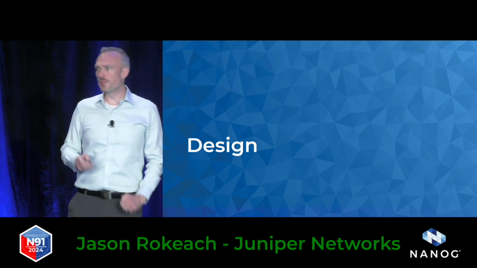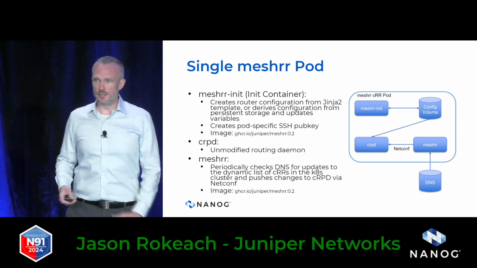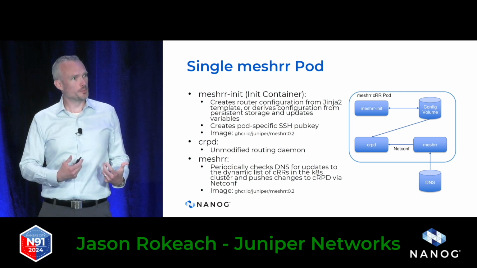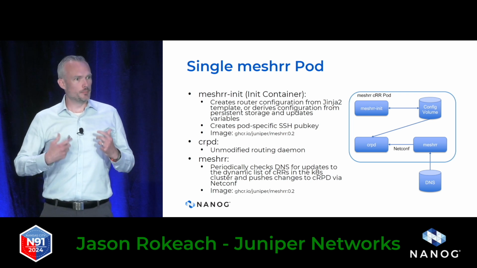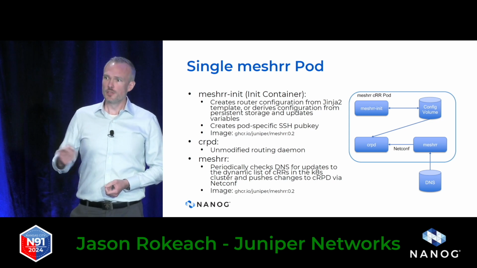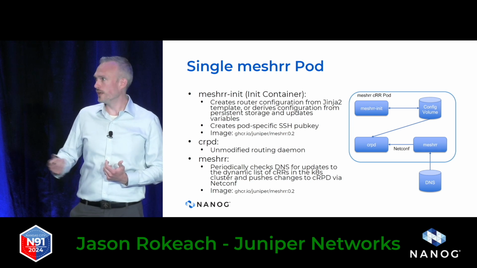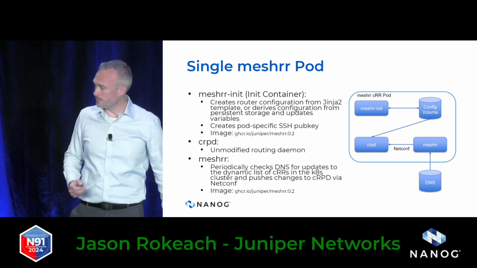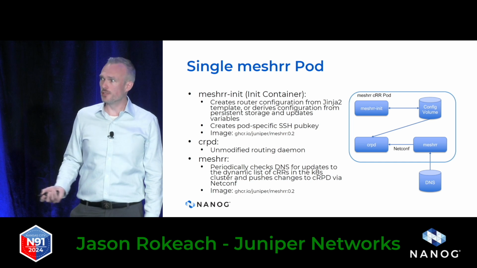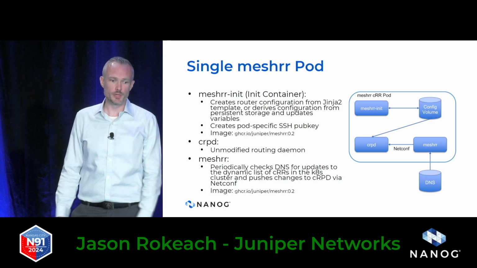Let's talk a little bit about the design of meshrr. What you see on the right is a single meshrr pod. It's important to note we talked about that a pod can have multiple containers in it. In a meshrr pod, we have 3 containers. The first one is a specific purpose container called an init container, and we name that meshrr init. The job of this is to set the stage for the rest of the containers that need to run in the pod. So this runs first and performs some setup tasks for us.